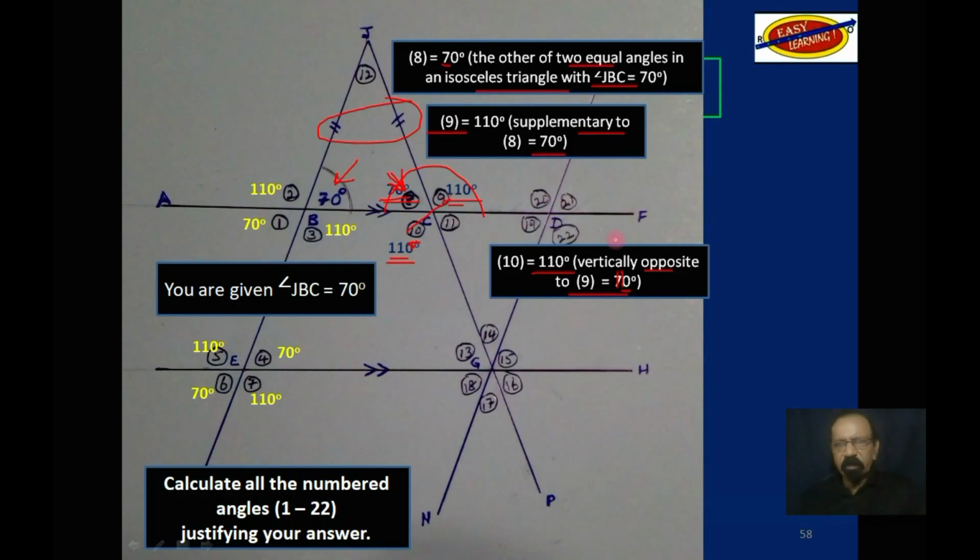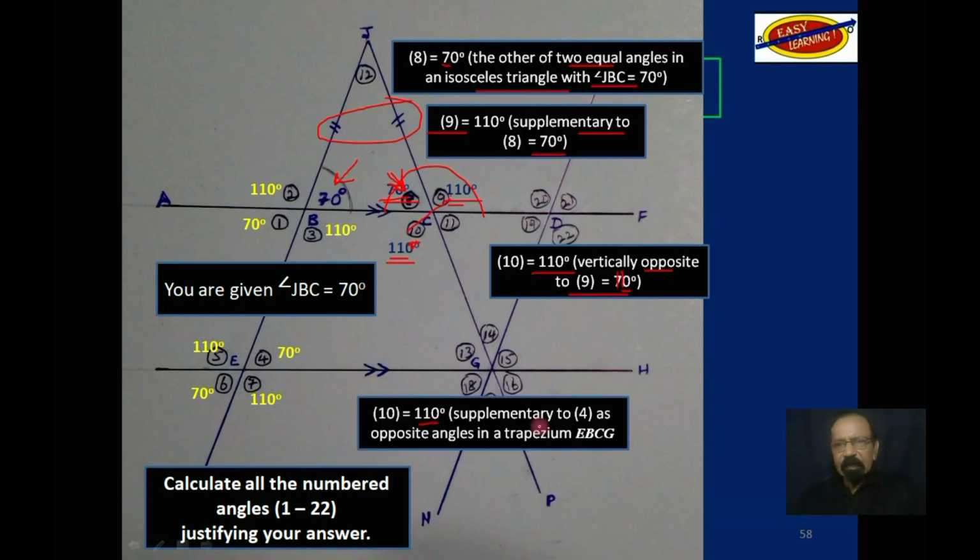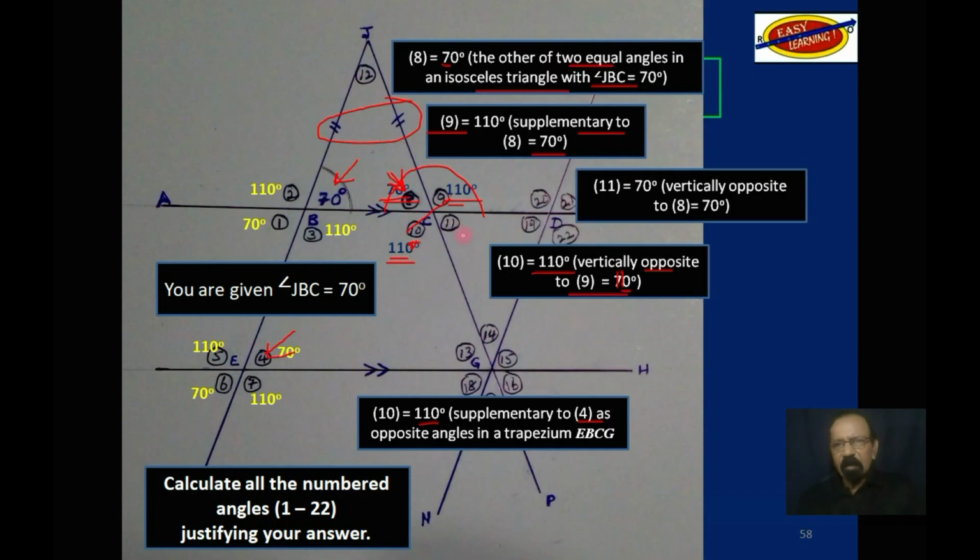That is not the only reason. 110, it is supplementary to 4, this 4 that we got down here, because remember we said opposite angles in a trapezium are supplementary. Angle 11 here is 70 degrees. Why? It is vertically opposite to 8, that one, which we said was 70.